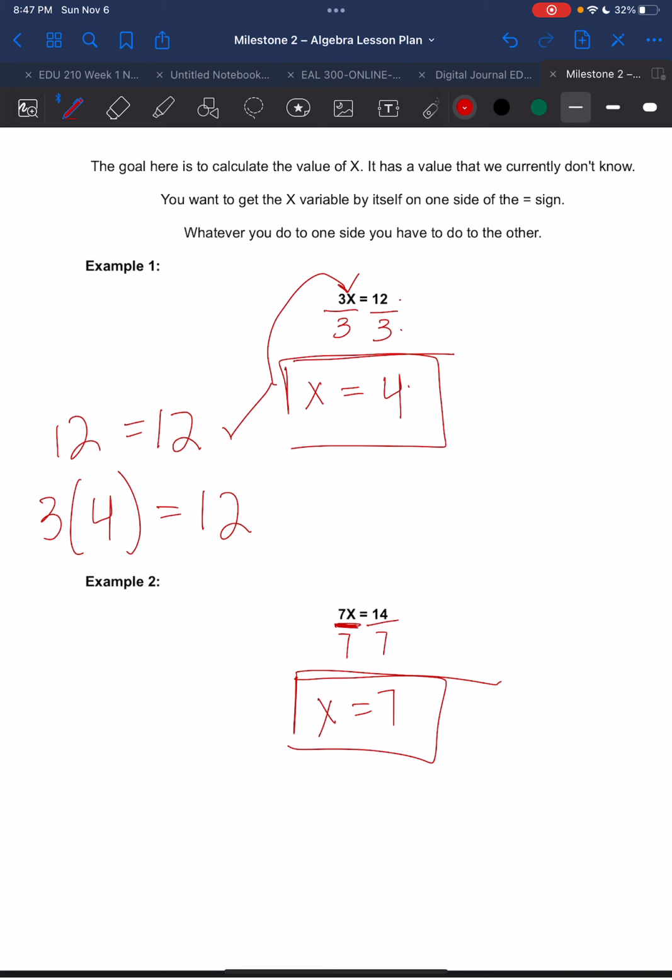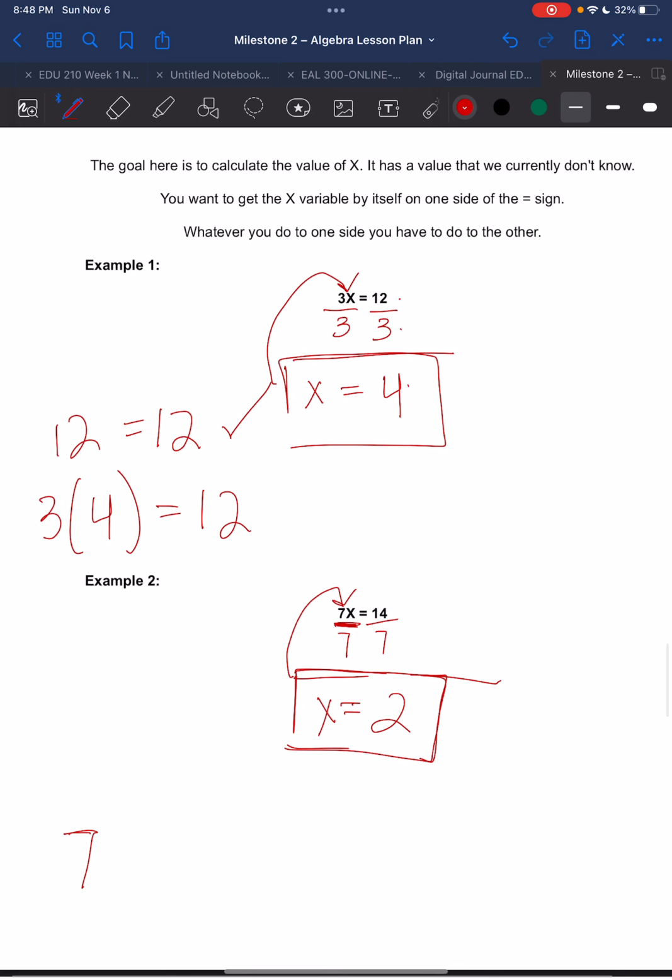Now I can double check it by plugging in my x. Oh, I messed up there. 14 divided by 7 is 2, not 7. If I plug that back in, I can do 7 times 2 is equal to 14. We know that is correct.